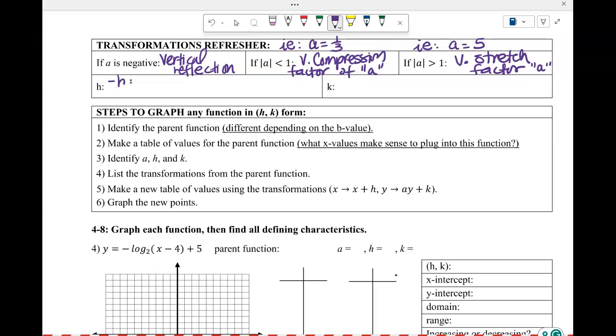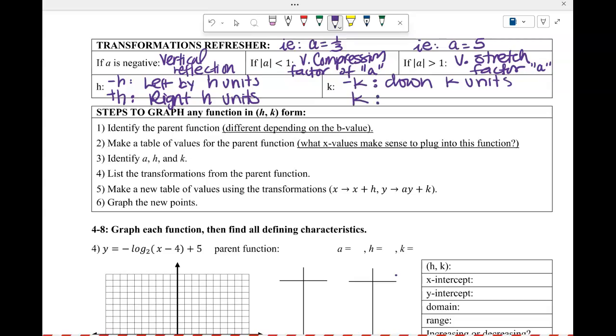Negative H is going to be left by H units. Positive H, we're going to go right H units, whatever H units may be. K, a negative K value is going to be down K units, and then positive K is going to be up K units.